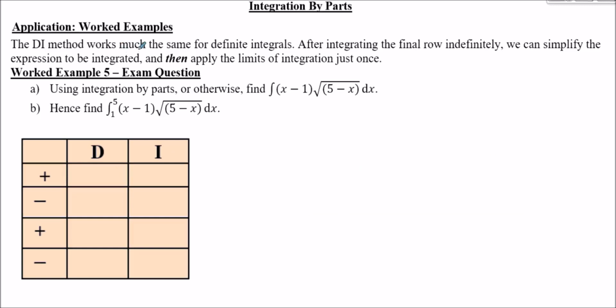So it also works, this DI method, very much the same for definite integrals as well. After integrating the final row indefinitely, we can simplify the expression to be integrated and then afterwards apply the limits of integration just once to what we've got.